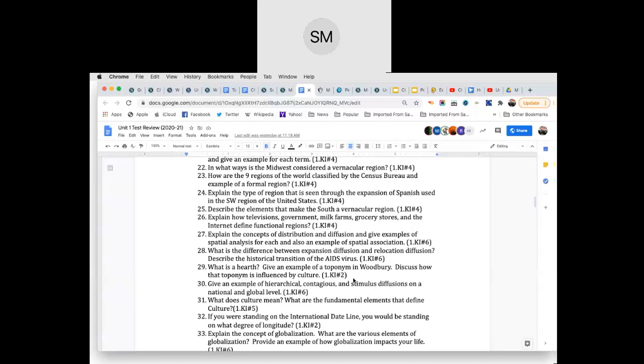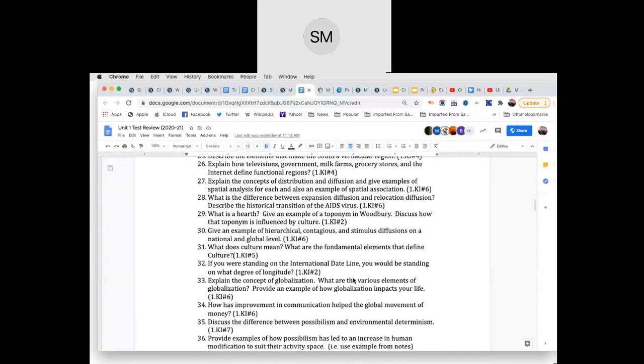Give an example of a toponym in Woodbury. Well, there are many examples. Jerry's Foods would be an example. Eastridge High School would be a toponym. Discuss how toponym is influenced by culture. Well, we can also look at Woodbury, and there are many toponyms that have Christian influence, like St. Ambrose School. And then names of streets are going to have historical influence, like Bielenberg, the first mayor of Woodbury. And you could pick out many other toponyms that could answer this question.